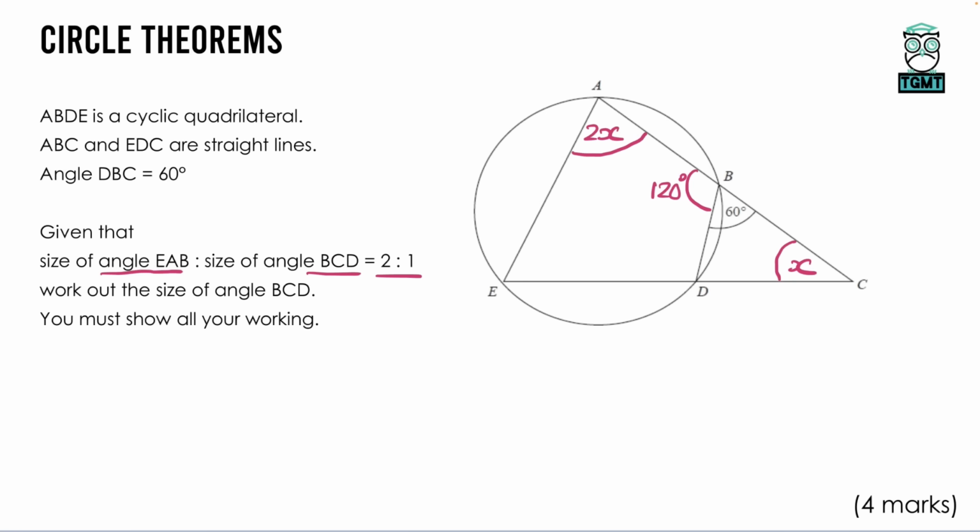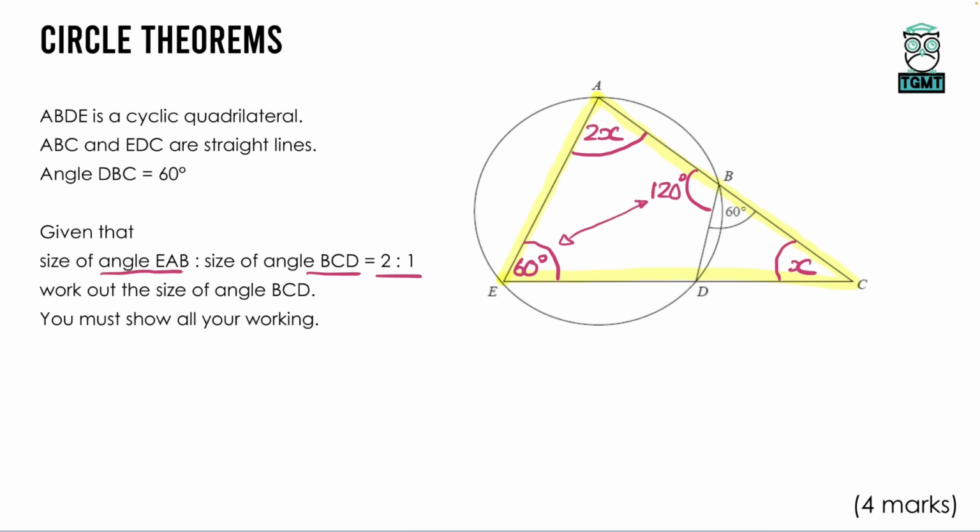Now, let's see if there are any other angles that we can find. So straight away, opposite this 120, opposite angles in a cyclic quadrilateral add up to 180, so that would be 60 degrees. Now, I've got to figure out where to go from here. So we have a large triangle. If we have a look, I'll highlight this large triangle here. And we know angles in a triangle add up to 180 degrees.